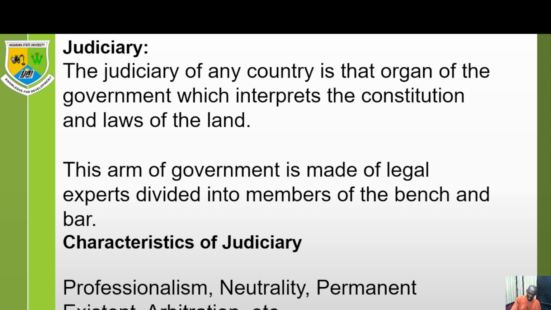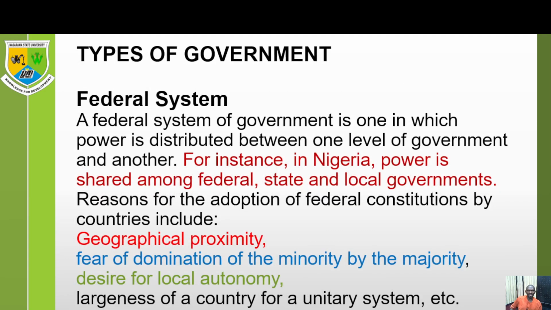Characteristics of judiciary: you find out that the types of government will have the federal system. Federal system of government is one in which power is distributed between one level of government and another.